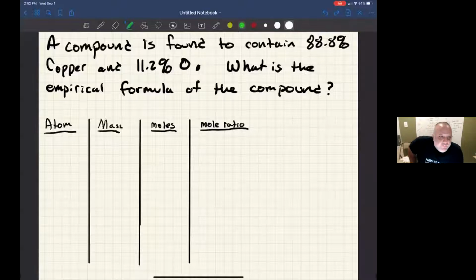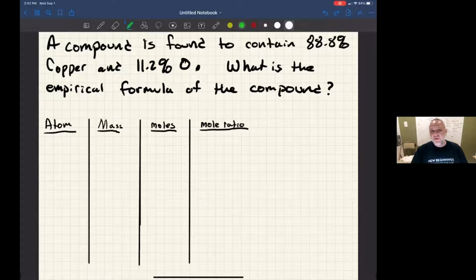This problem asks you to figure out the empirical formula of a compound that has copper and oxygen in it. Now, we're given the mass percent compositions as 88.8% copper and 11.2% oxygen. And in order to calculate an empirical formula, you need to figure out the lowest whole number ratio of atoms, or the lowest whole number ratio of moles of atoms.